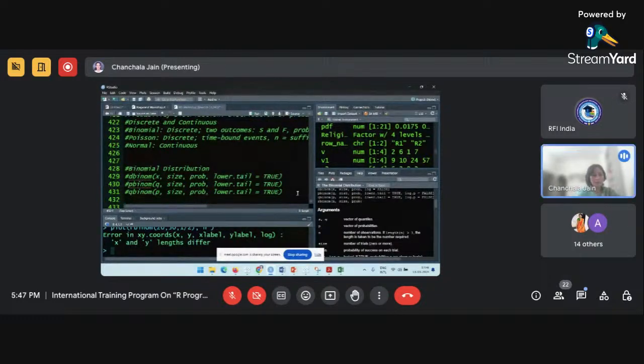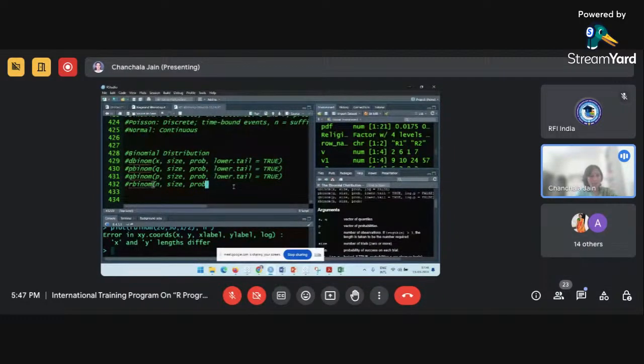And the last one is the rbinom. rbinom is the random. This will generate the random numbers which follow the binomial distribution, right? So here you can write n, you can write size, you can write the probability. So these are the 4 different functions available to get the probabilities in the binomial distribution.